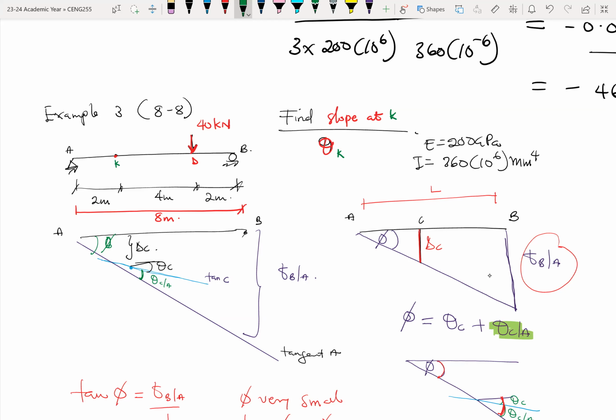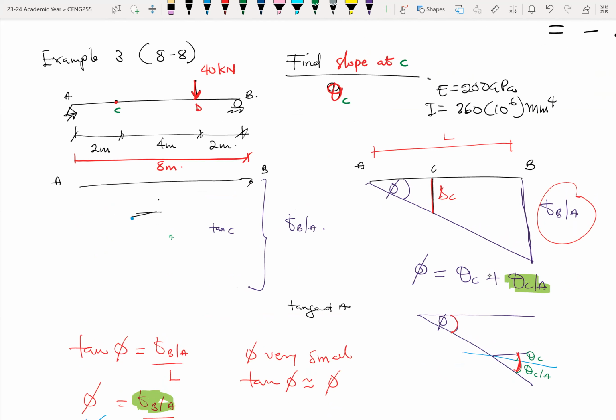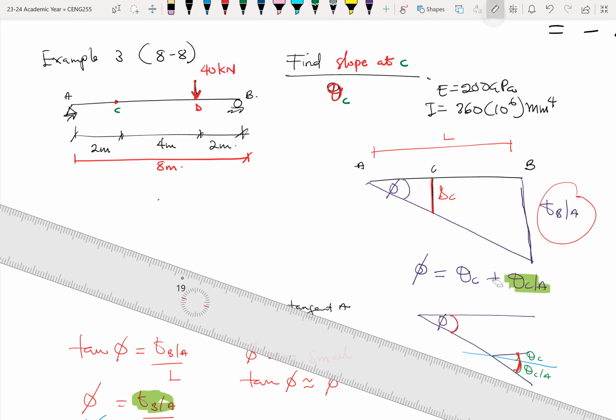So let me just go back to the C. Normally, when we are labeling points on the beam, the supports are usually A and B, and then other points are maybe C, D, or E, or whatever. Let me do a bit of cleaning over here. Let me just clean the whole thing and then take you through it properly. Let me bring up my ruler.